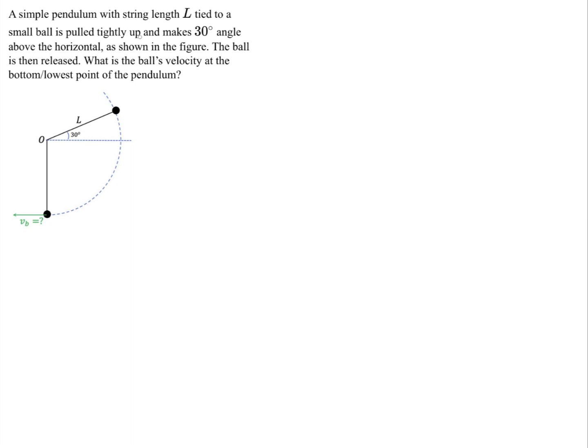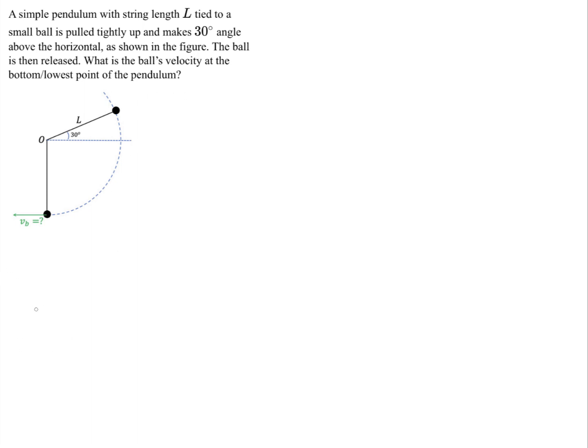A simple pendulum with string length L tied to a small ball is pulled tightly up and makes a 30-degree angle above the horizontal, as shown in the figure here. The ball is then released. What is the ball's velocity at the bottom or lowest point of the pendulum?